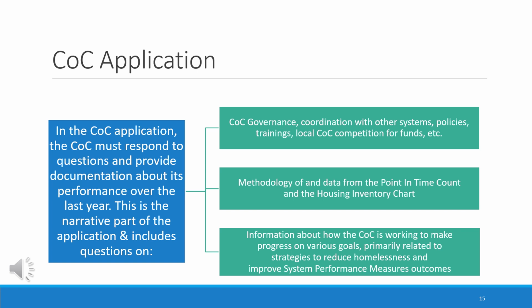Methodology of and data from the point-in-time count and the housing inventory chart are also reviewed. And information about how the CoC is working to make progress on various goals, primarily related to strategies to reduce homelessness and improve system performance measures outcomes, are also included. As discussed on the prior slide, the CoC must also submit documentation to demonstrate to HUD that it has met specific targets or requirements established by HUD under the CoC NOFO.